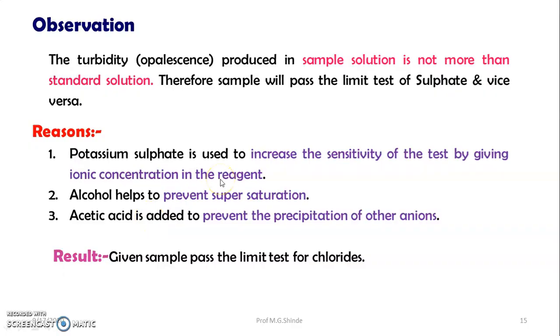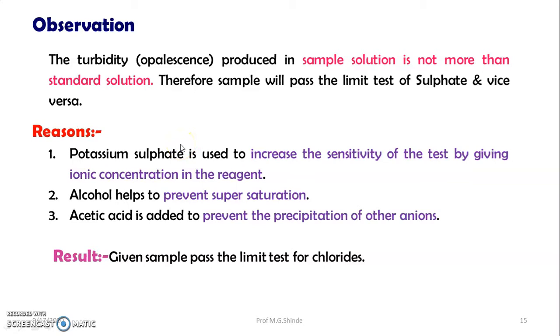So students, after completion of the practical of limit test for sulfate, we got the observation that the turbidity or opalescence developed in the sample solution is lesser than, or not more than, that of the standard solution. Therefore we can say that the given unknown sample passes the limit test for sulfate.